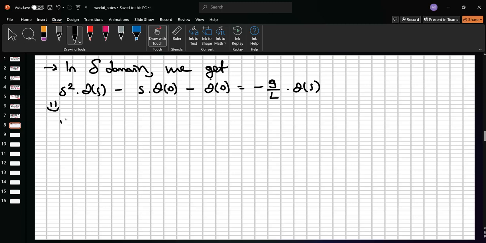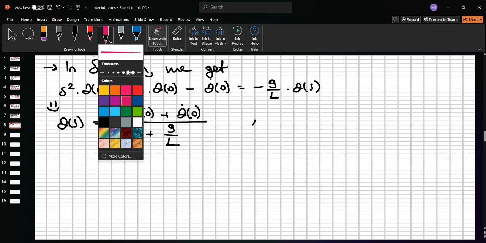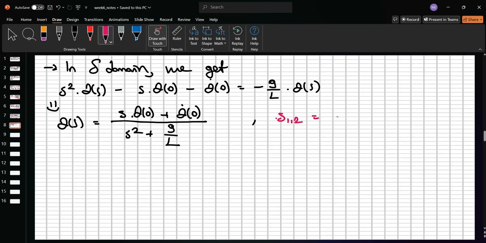And so this theta of S can be rewritten as S times theta 0 plus theta dot 0, over S square plus g divided by L. See? Remember this formula from the previous week? It's called the natural frequency. What are the roots of these terms? We should always check the roots, because the roots are our time constants. S1 and S2 must be equal to plus minus j times square root of g divided by L, or this is equal to plus minus j Wn, right?